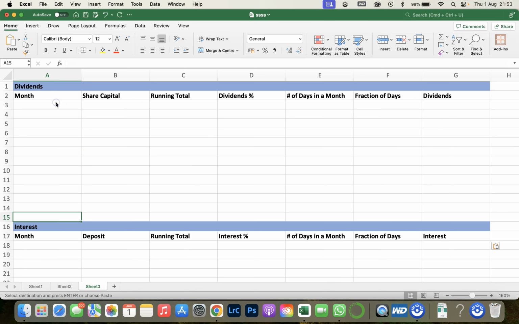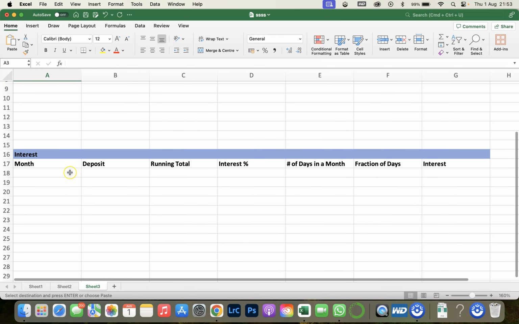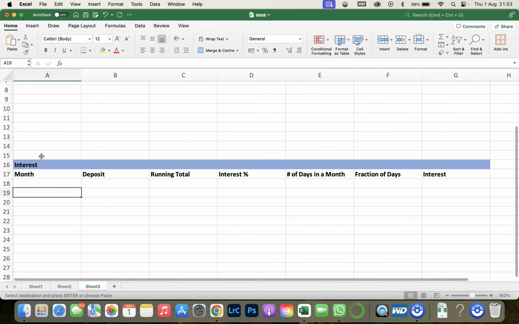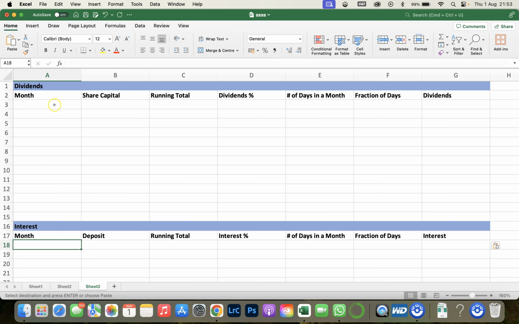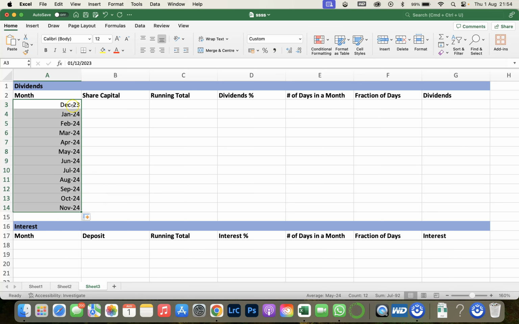So let's go ahead and see how dividends are calculated. At the same time, we'll do another calculation down here, how the interest is computed. So first things first, let's start with month. Now I'm going to use December 23 as our starting month, and I'll pull this down until November 2024. Now here I have the month.